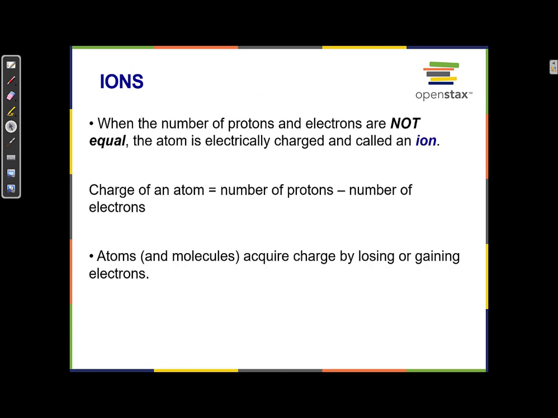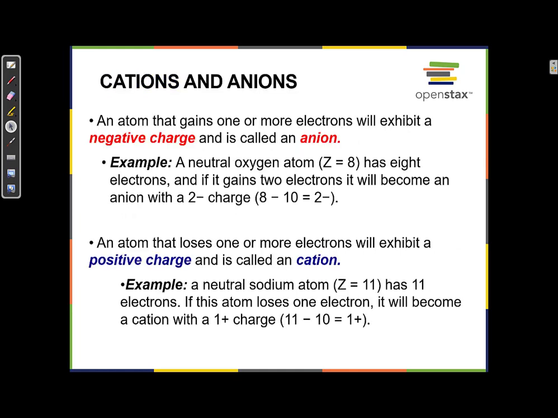An ion is a particle that is charged. So an ion is when the protons and the electrons on an atom are not equal. Maybe there are more protons than electrons, or maybe there are more electrons than protons. But if they're not equal, then the atom has an electrical charge, either positive or negative. If the charge is a positive charge, then we call that a cation. If the charge on an ion is a negative charge, then we call that an anion.